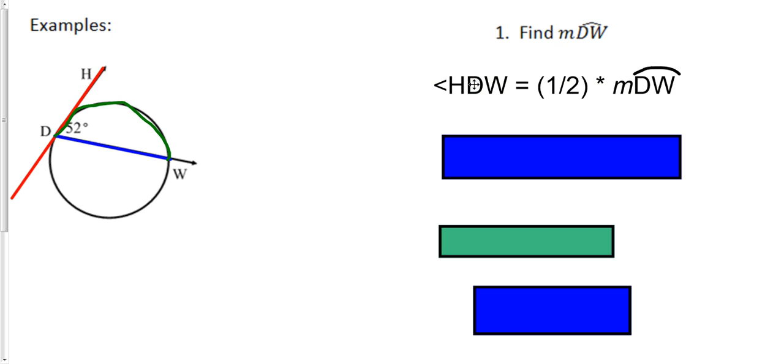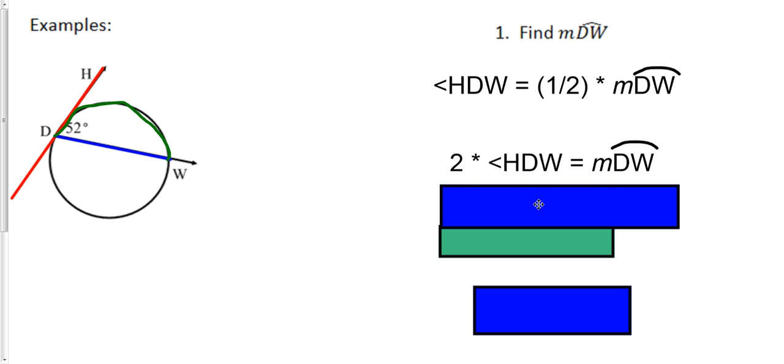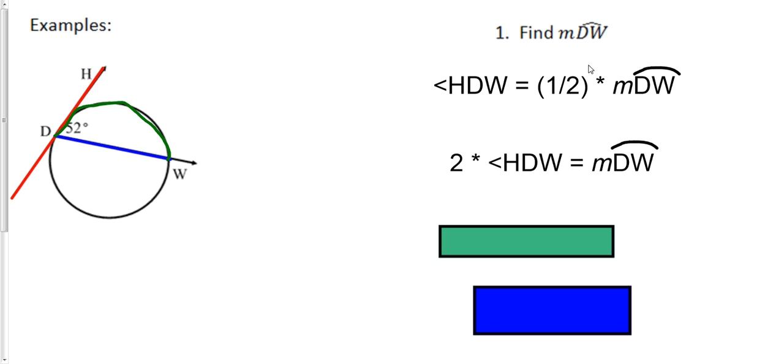Now again, like before, this is kind of our formula for it. This angle, HDW, is going to be half times the measure of this arc. Angle equals half of arc, only with this tangent and chord. So if I wanted to get the measure of the arc all alone, how would I get rid of multiplying by a half? Well, I could multiply both sides by 2 to get rid of it. It's the same as saying dividing by a half.